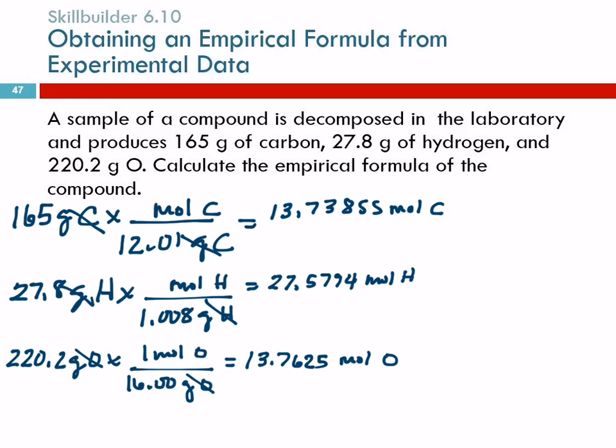Converting mass of an element to moles of an element, we've done that. The new part is we're going to look at these and decide which number is the smallest. Well, it's this one, 13.73. This is 13.76. They're very close, but we need to use the smallest one. I'm going to divide everything by the smallest. By the way, this is not exactly the same as what your book tells you to do. They tell you to take these numbers and write them in as subscripts and then do some dividing. You can do it that way if you want. This is what I like to do.